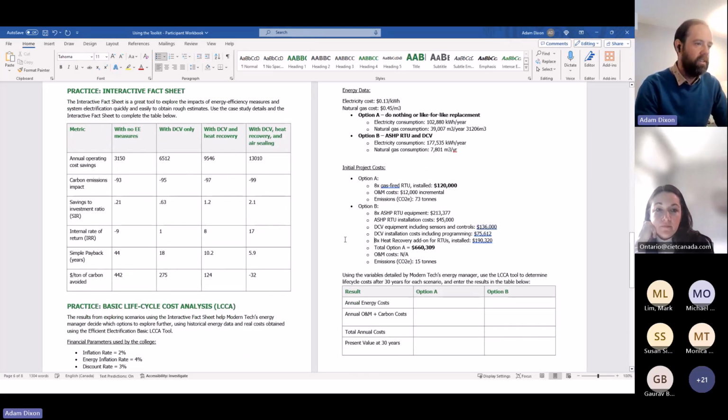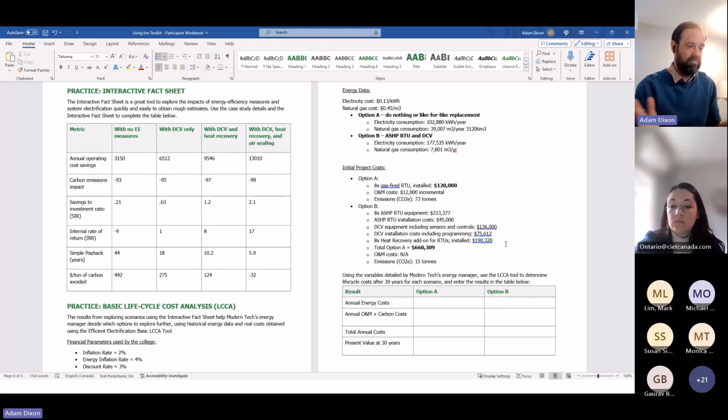So option B is 8 air source heat pumps with equipment cost of $213,000 or just over. The installation cost on that is $45,000. The demand control ventilation sensors and controls are $136,000. The installation costs and programming, an additional $75,000, and then 8 heat recovery add-ons for the RTUs installed at $190,000. So we have a total cost, if we did all of those measures, of $660,000, which looks like a lot more. You're like, how would this project ever fly? You're spending so much more money up front, but that's where this tool can help.